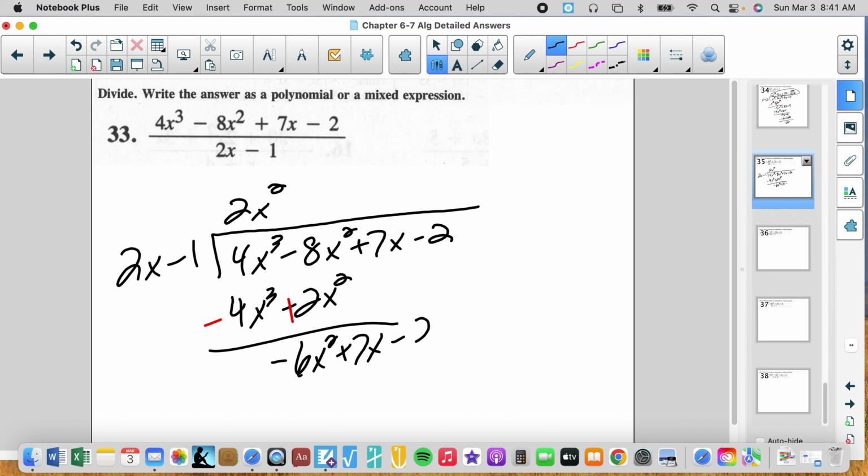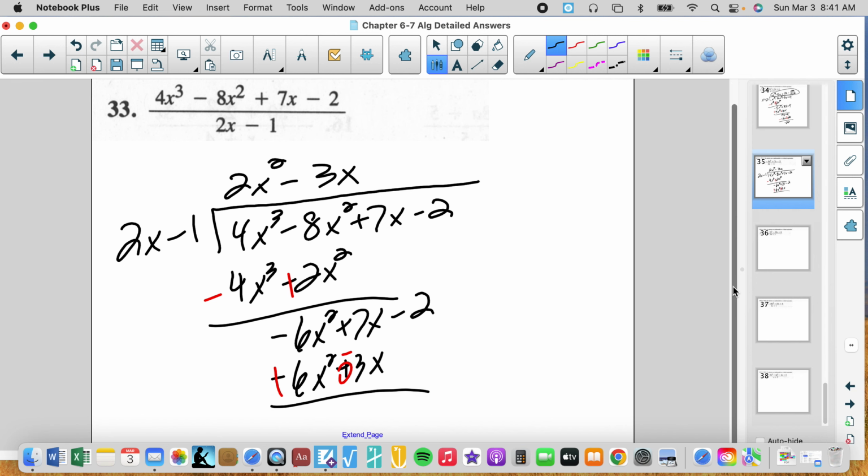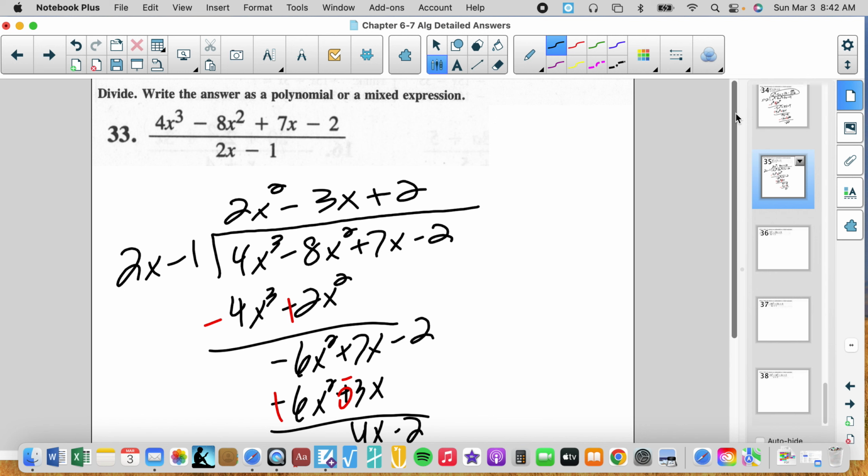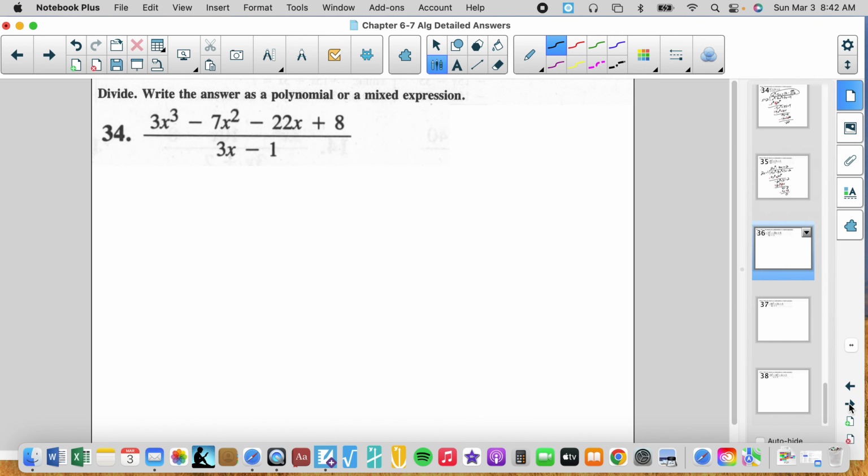Plus 7x minus 2. Let's multiply this by negative 3 because we want to match it. We're going to multiply it by negative 3x. So I caught my mistake. Plus 3x, that's going to be 4x minus 2 plus 2 gives us 4x minus 2, which is good because we know that we need them to match because we're going to subtract them from each other, and that's my answer. That was factorable, maybe.